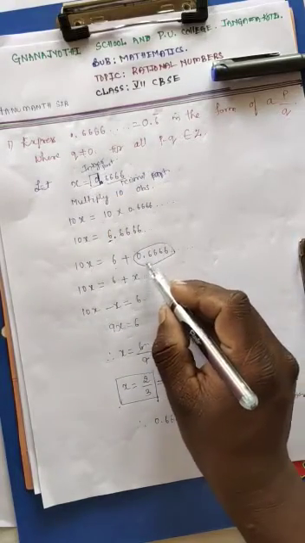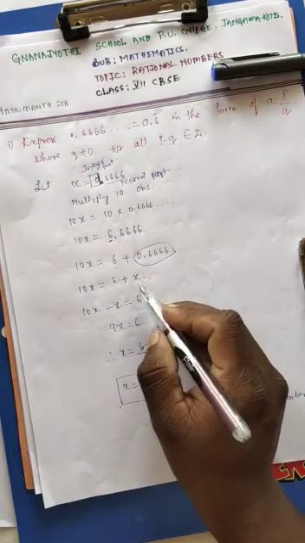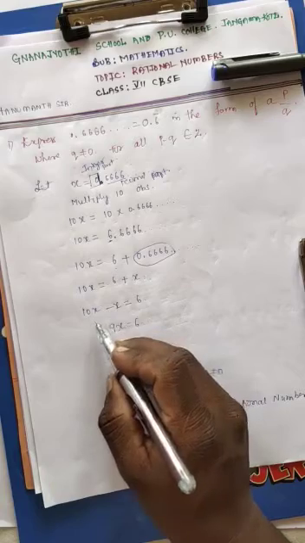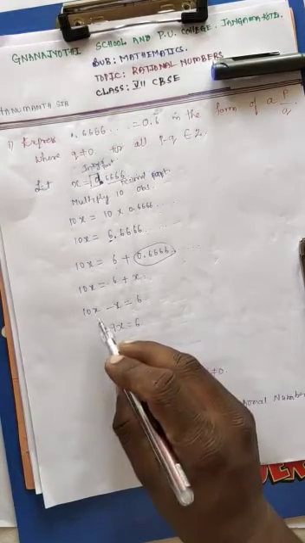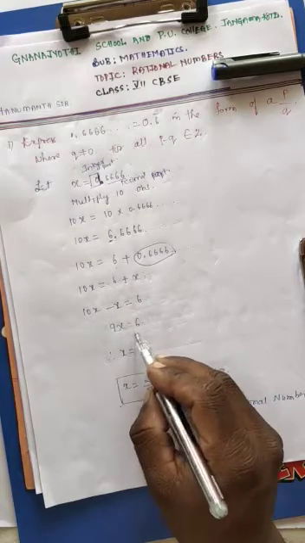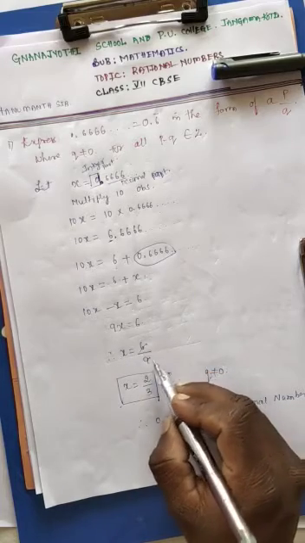Instead of 0.666... we can write x. By transposing, plus x becomes minus x, so 10x minus x is equal to 6. So we subtract 1x from 10x, we get 9x is equal to 6. Hence we get x is equal to 6 by 9.